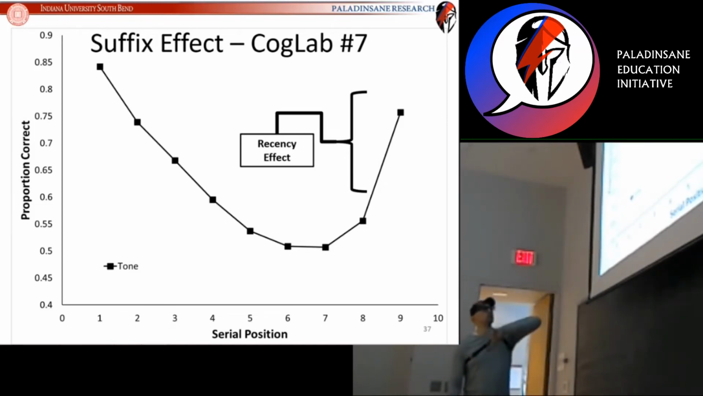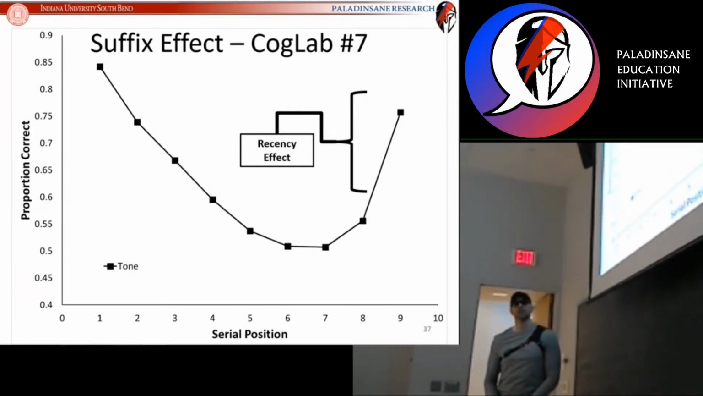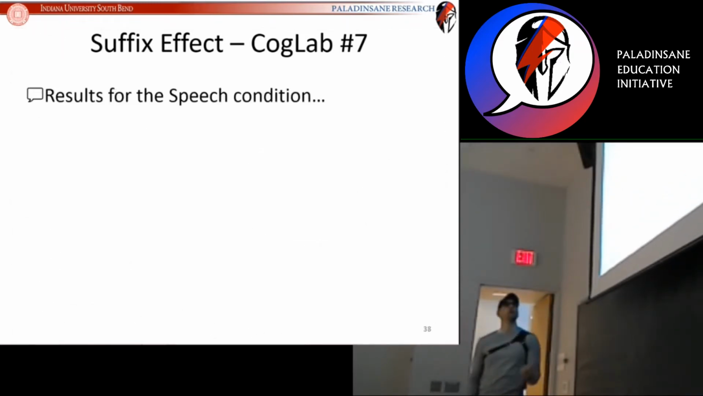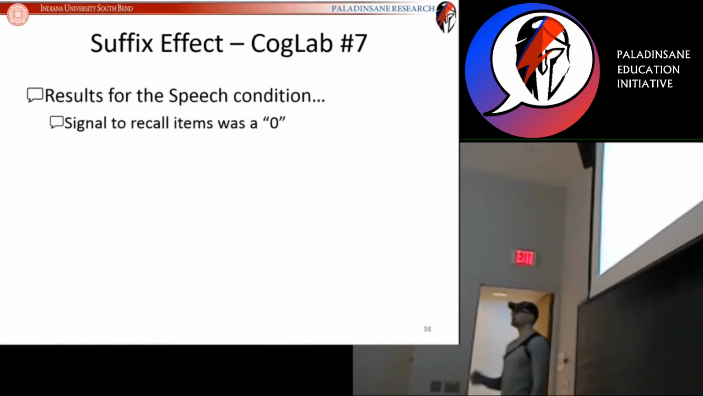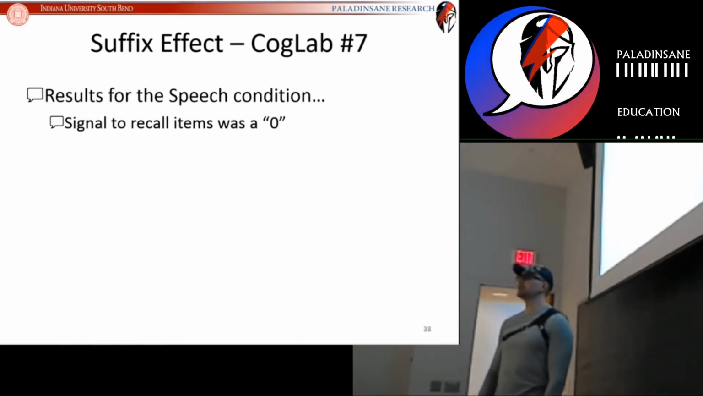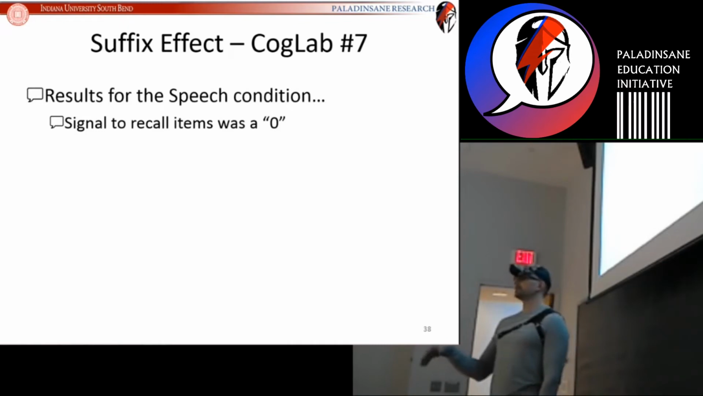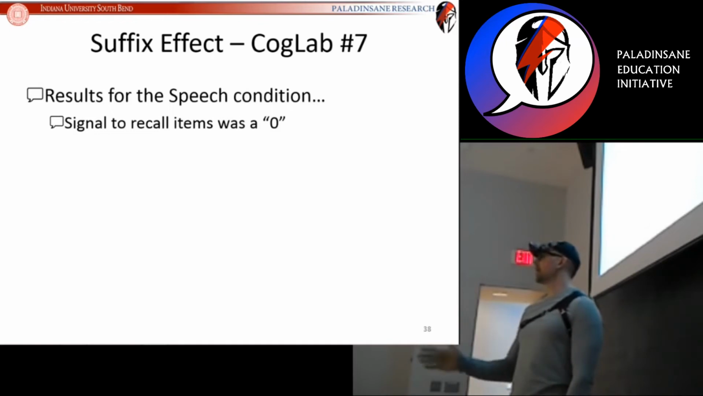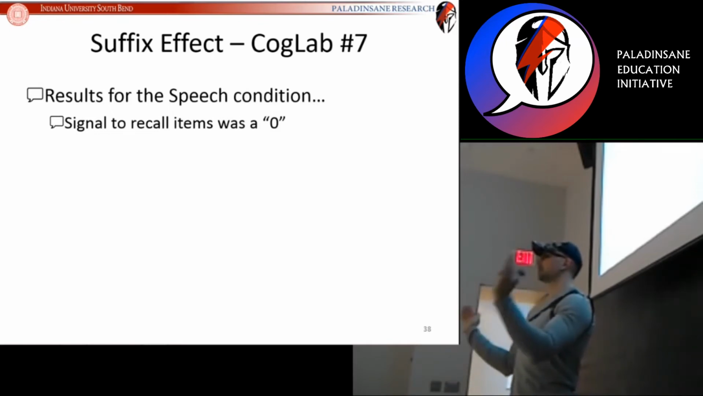All right, so this is the data for the beep, and this is your very typical, classic serial position curve, where we have the primacy effect at the beginning and the recency effect at the end. For the speech condition, your signal to recall the item was a 0. You were in no way thinking that you needed to remember the 0. You were told explicitly, numbers 1 through 9. On the screen, there were only numbers 1 through 9.